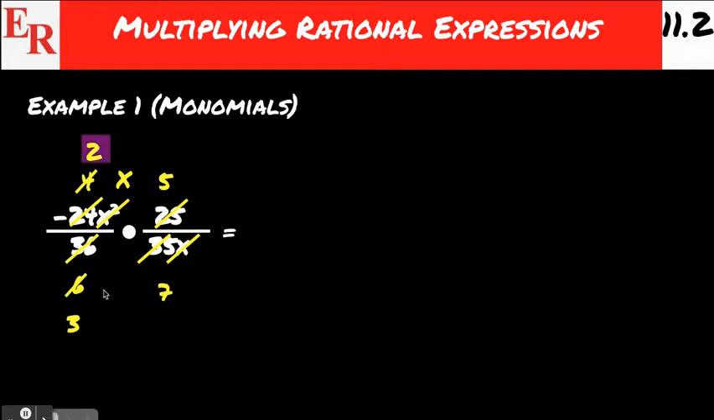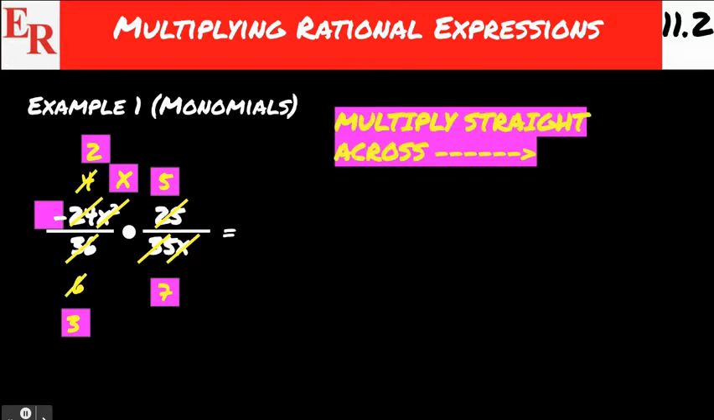Now that I think I'm done, I'm going to go look at all the stuff that's left on the top and on the bottom. I'm just going to double check that I still can't divide anything out top to bottom. We never divide out across. And I can't. I also have to make sure I don't forget about that negative out front because that never canceled off. Once we're pretty sure that everything's canceled as much as it can be, we multiply straight across. 2 times 5 is 10, and then I have the x, and then I have the negative up on top. All over, when I multiply on the bottom, 3 times 7 is 21.